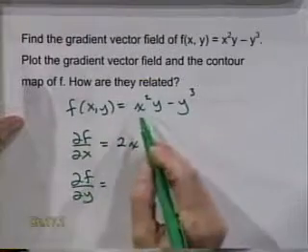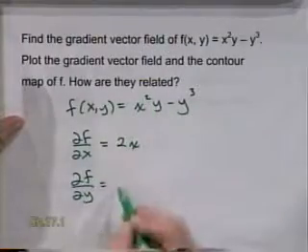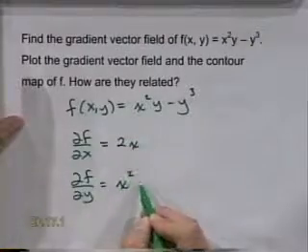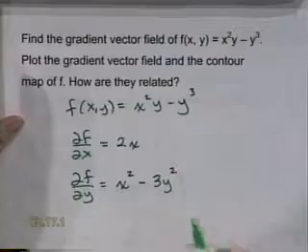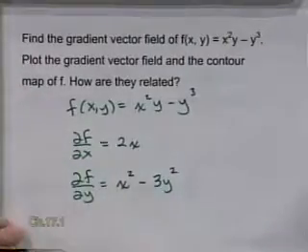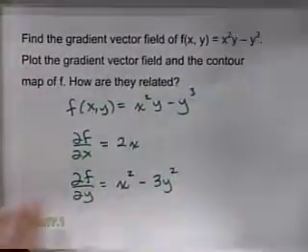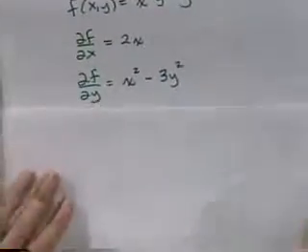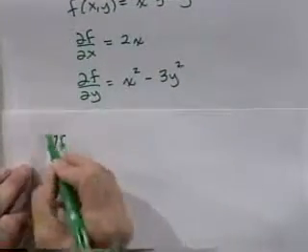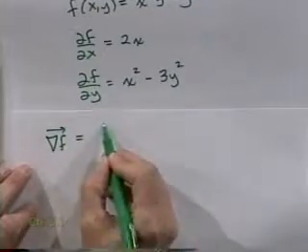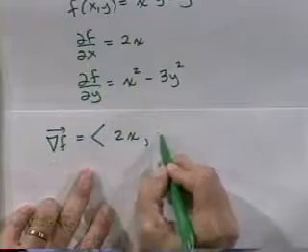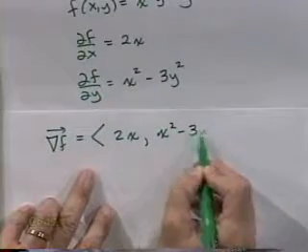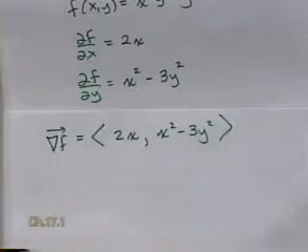Well, now I'm holding x constant, so this is like a constant times y. So the partial is x squared minus, and the partial of y cubed with respect to y is 3y squared. Okay? All right, now, the gradient of f, therefore, is equal to, its x component is 2x, and its y component is x squared minus 3y squared.